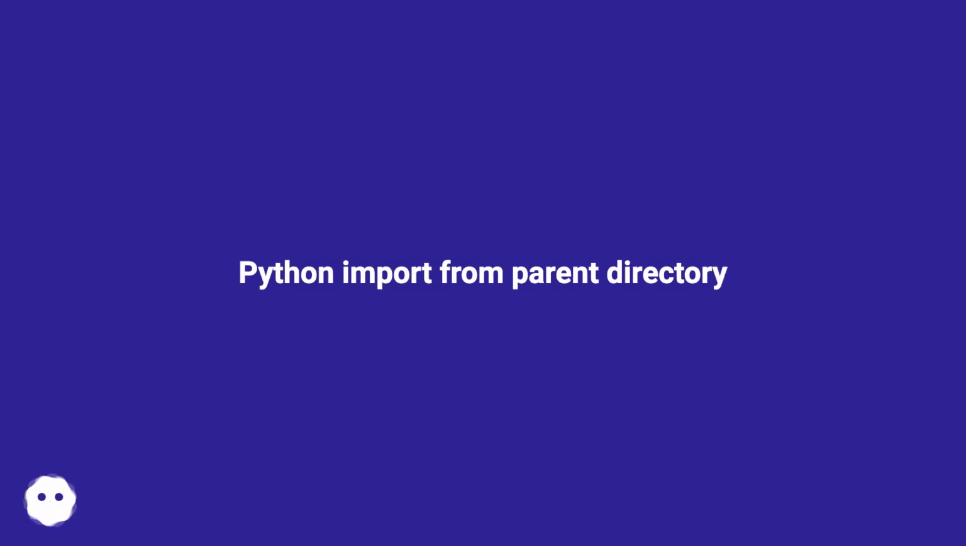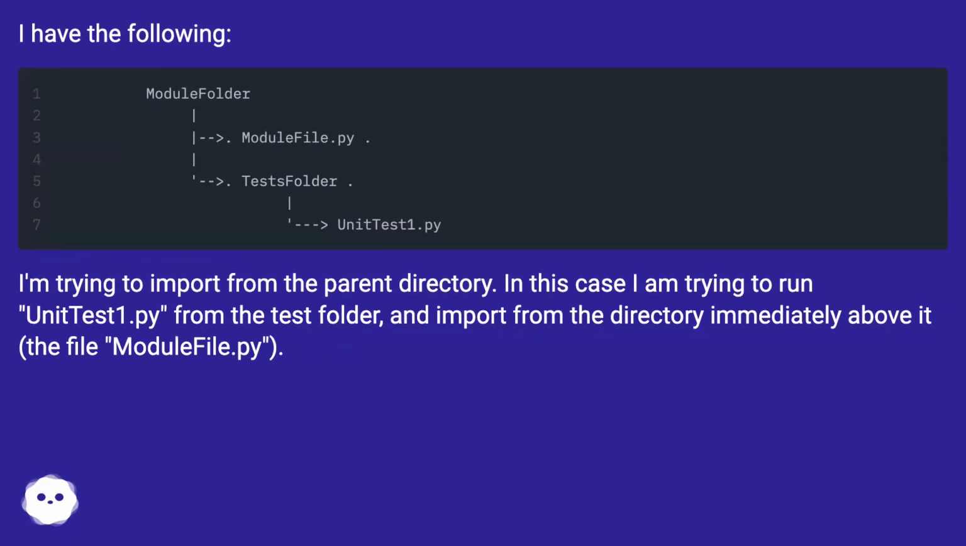Python import from parent directory. I have the following. I'm trying to import from the parent directory. In this case I am trying to run unitest1.py from the test folder, and import from the directory immediately above it, the file modulefile.py.